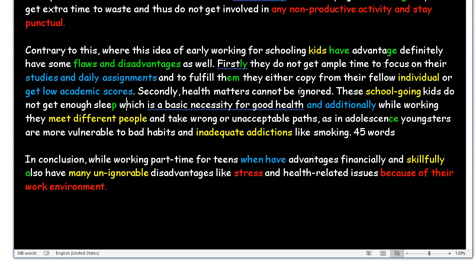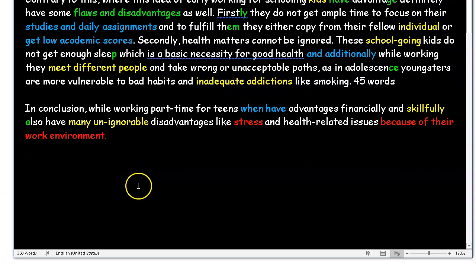And health-related issues because of their work environment. Now, once again, that has not been brought up either. You mentioned. Well, I guess the work environment could be where they meet these darn smokers. Because of their, so that is an odd way, because of their work environment. Okay, so you got a lot of work to do to get to a 7, my friend.